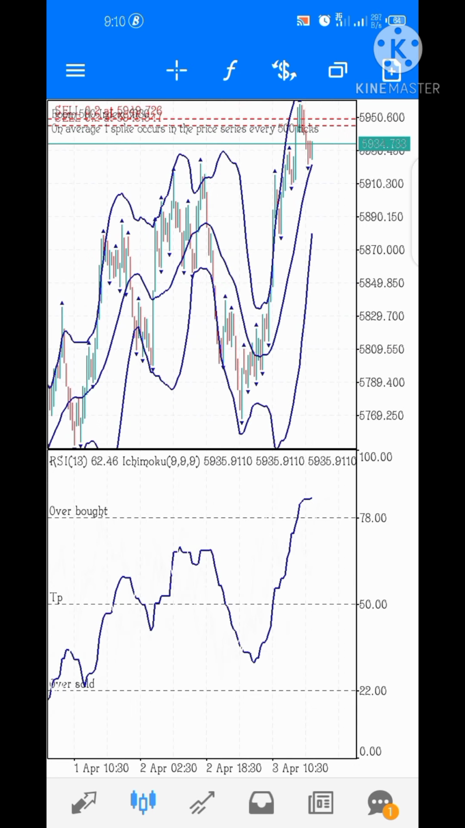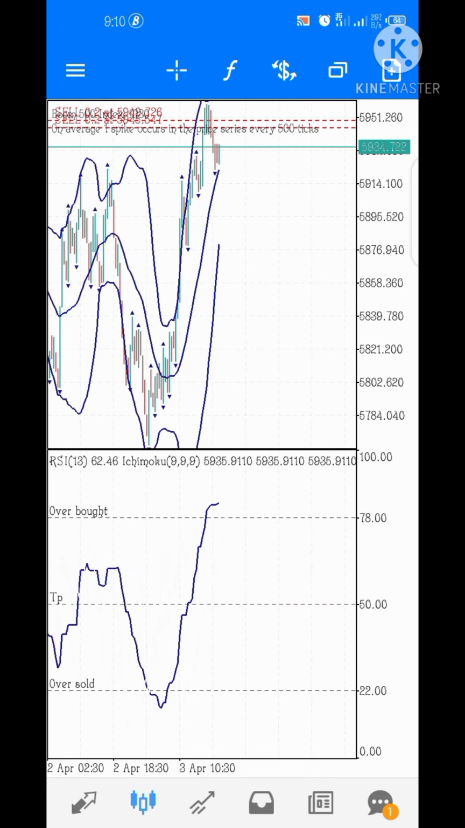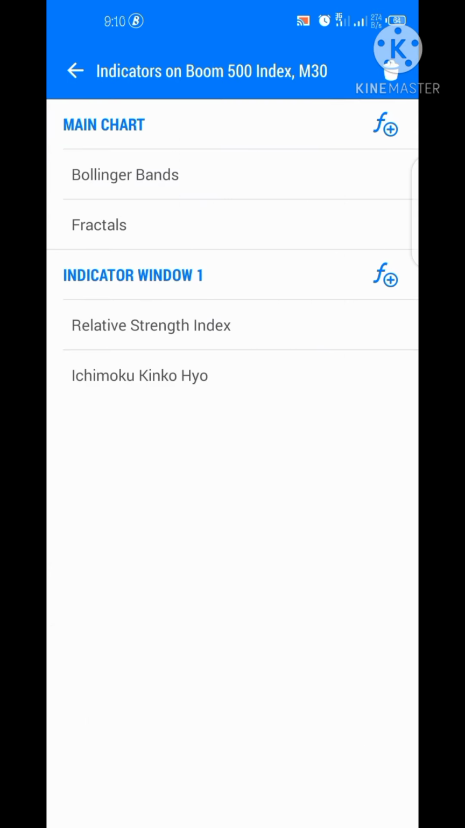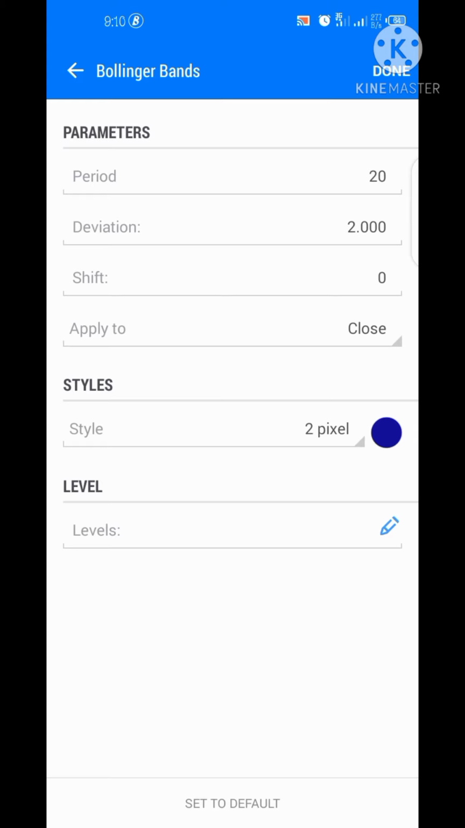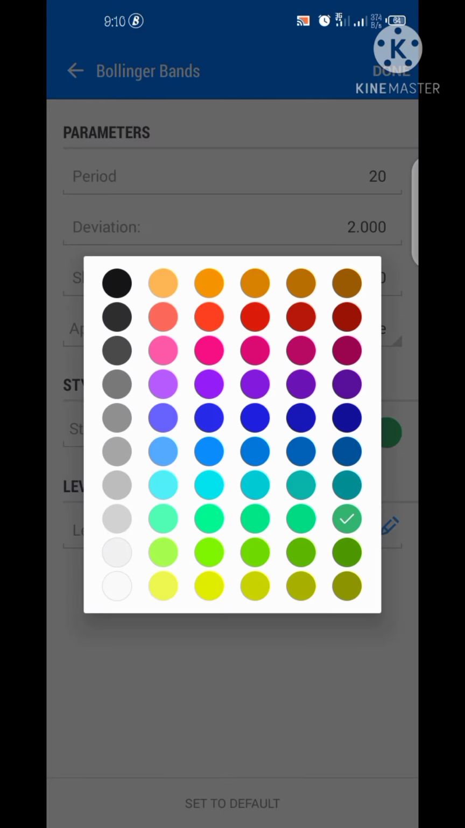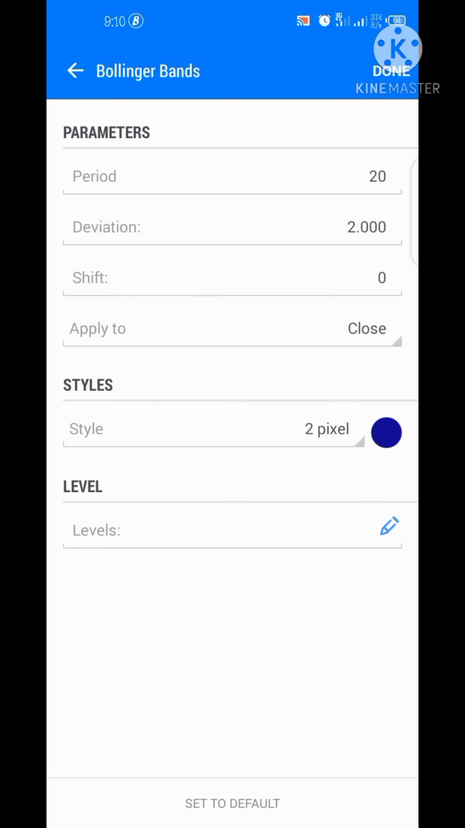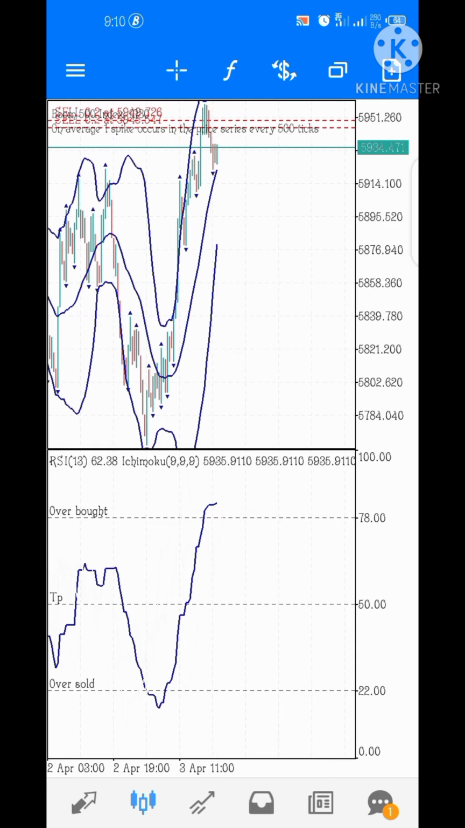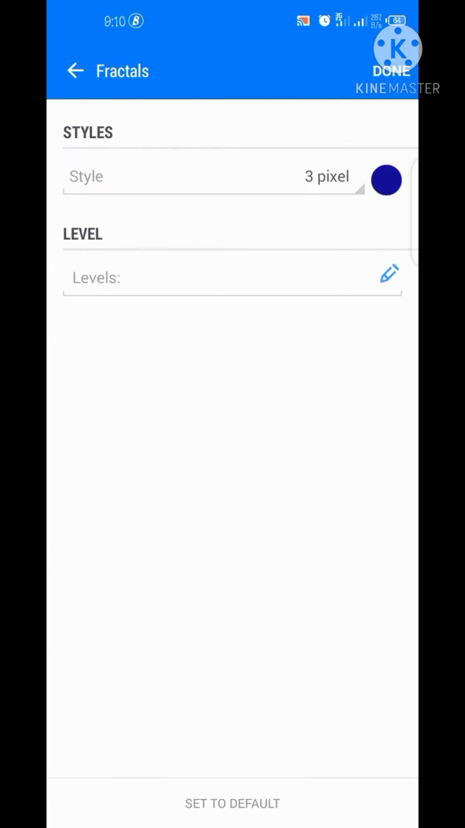So that's all for today. Let me show you how to set them up. Then the Bollinger Bands should be at the fourth setting. Okay, the first setting, then you change the color to blue or any color of your choice. Then the fractal should be 3 pixel and blue color.